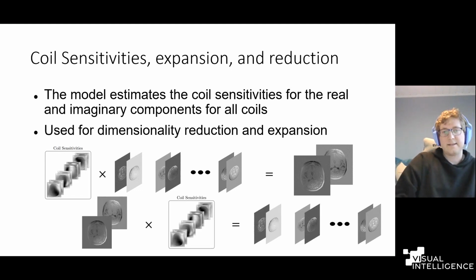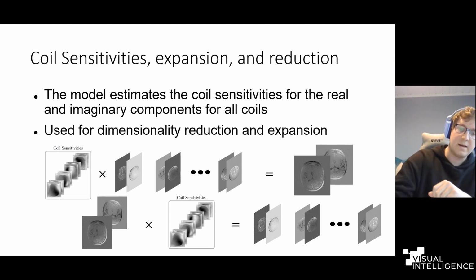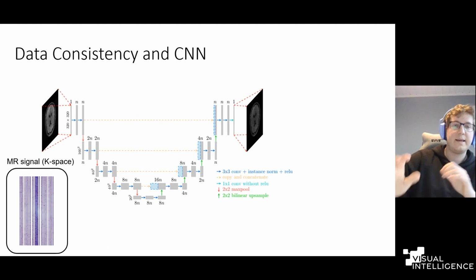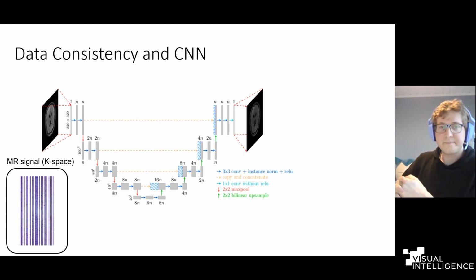And the second thing is the dimensionality expansion. This is quite simply the opposite operation. You multiply the single reduced coil image with the coil sensitivities to go back to the coil images. So you want to go back to the images the scanner scanned.